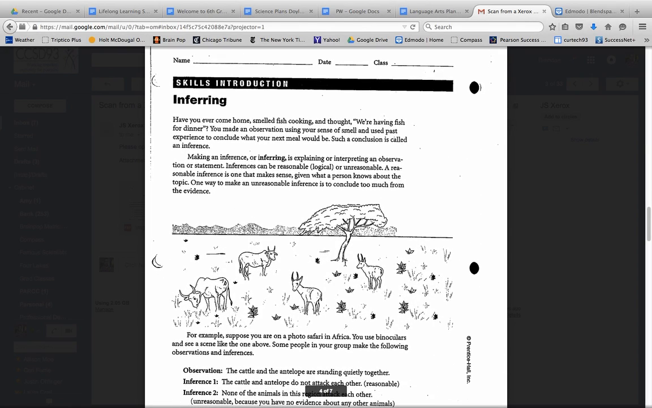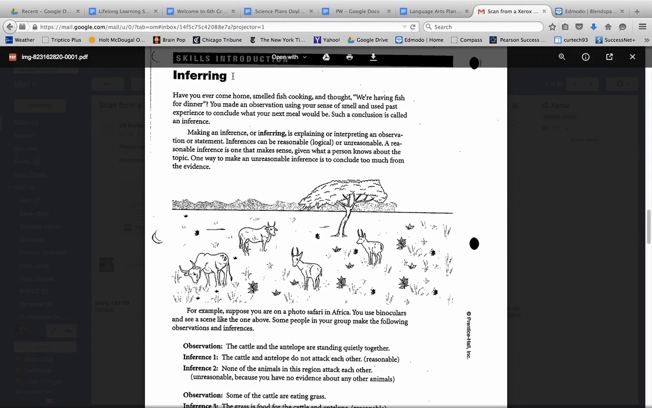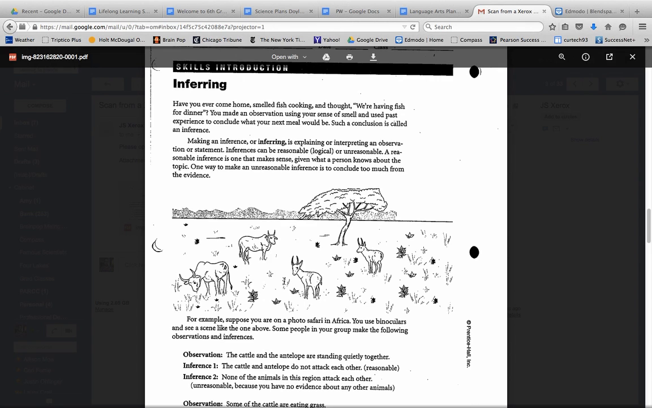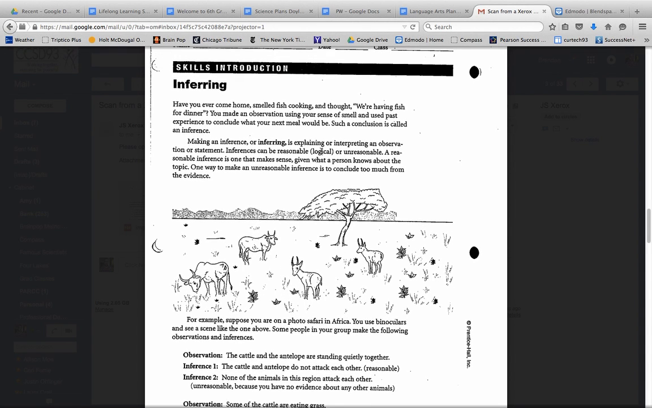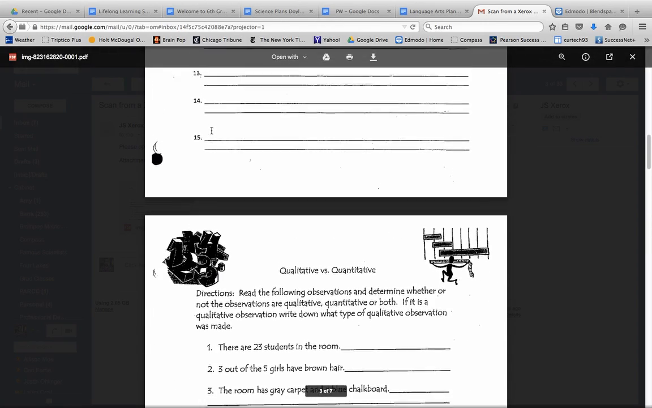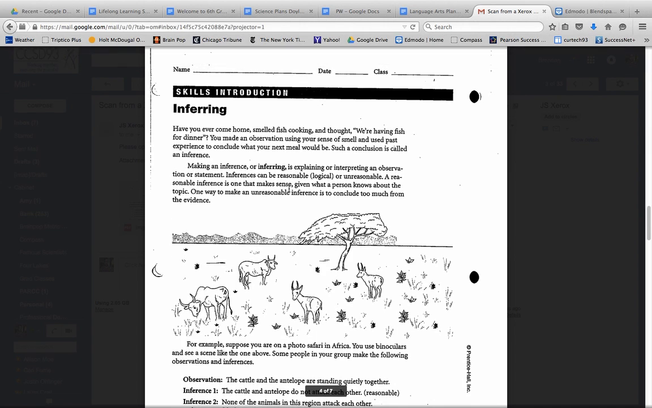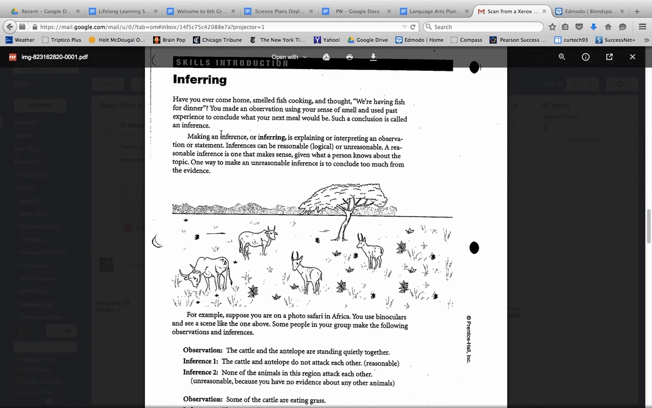Okay, now the other skill we'll be working on, and the other worksheets that you'll be working on, is making inferences, inferring. So this is a pretty good worksheet here, a pretty good explanation of making inferences. Basically, an inference is like a prediction, but you're basing your inference on your observations. So all these qualitative and quantitative observations that you do, then you use that information to make an inference, where you're kind of explaining what's going on.